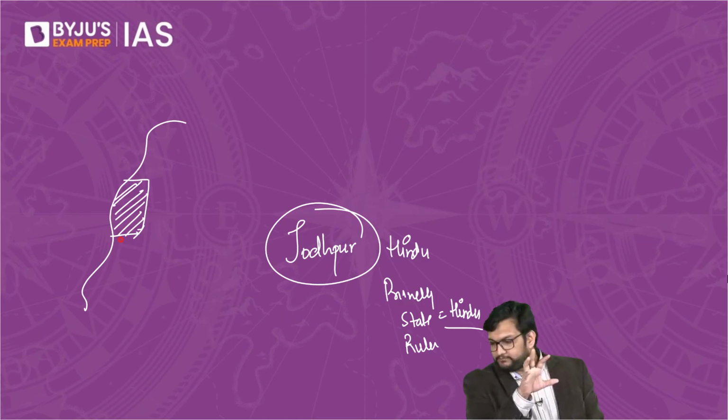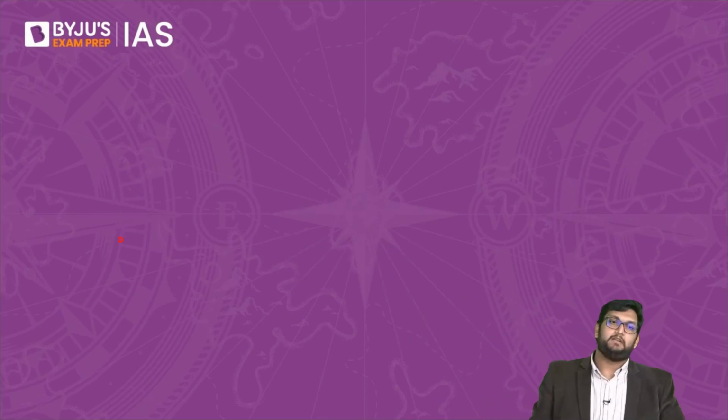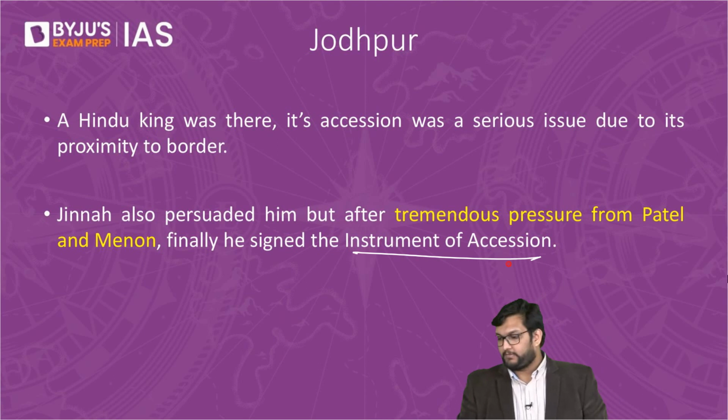So you understand Jodhpur? You understand Jodhpur? Okay. But for the purpose of the examination, you only write this. A Hindu king was there. Its accession was a serious issue due to its proximity to the border. Jinnah had persuaded him, but after tremendous pressure from Patel and Menon, finally he signed the instrument of accession. Obviously, you can't write this story.